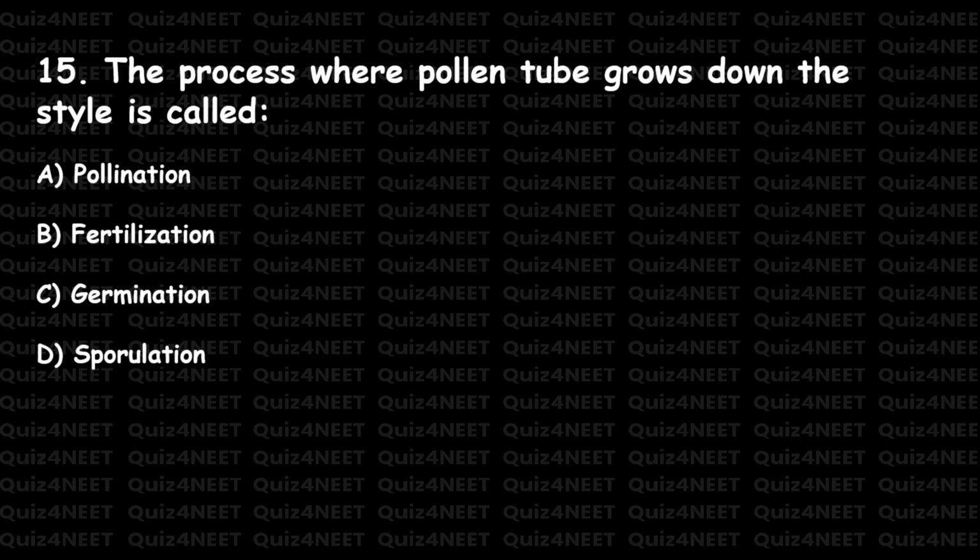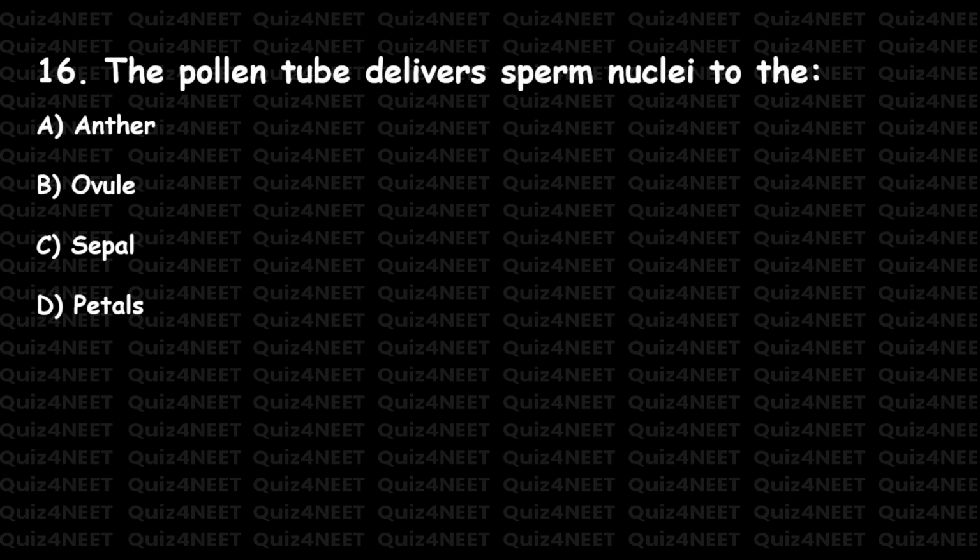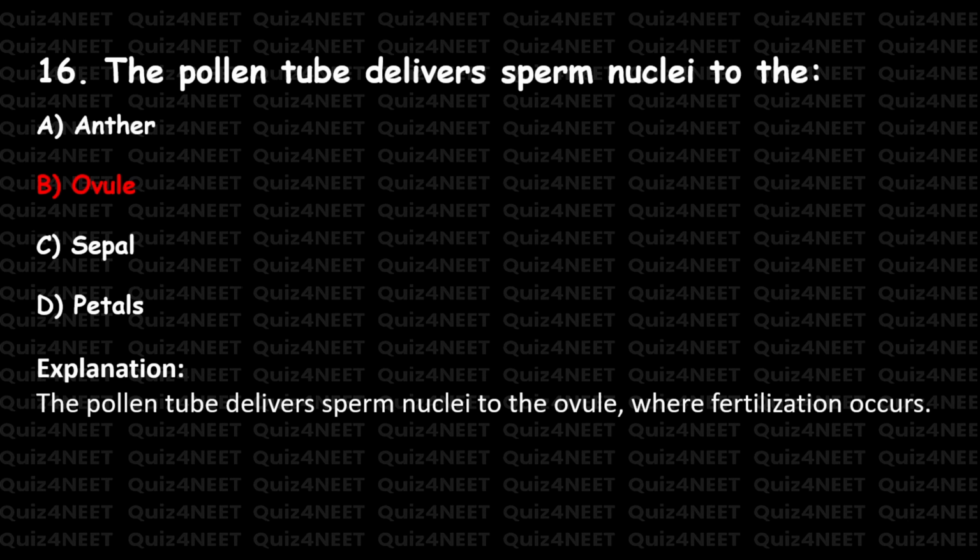pollination, B. fertilization, C. germination, D. sporulation. Right answer, C. germination. Explanation. After pollination, the pollen grain germinates and forms a pollen tube that grows down the style towards the ovule. The pollen tube delivers sperm nuclei to the A. anther, B. ovule, C. sepal, D. petals. Right answer, B. ovule.